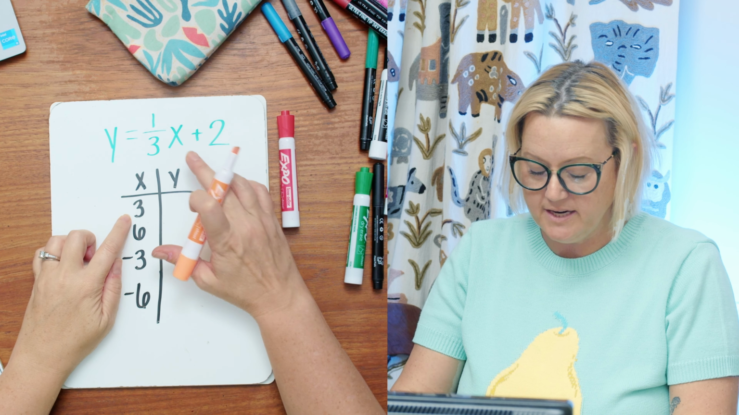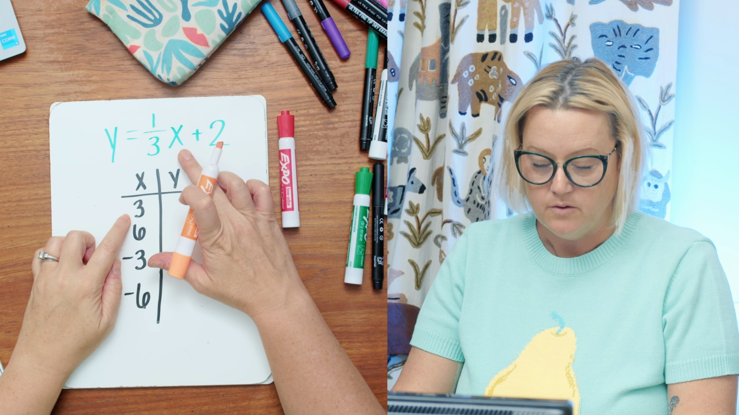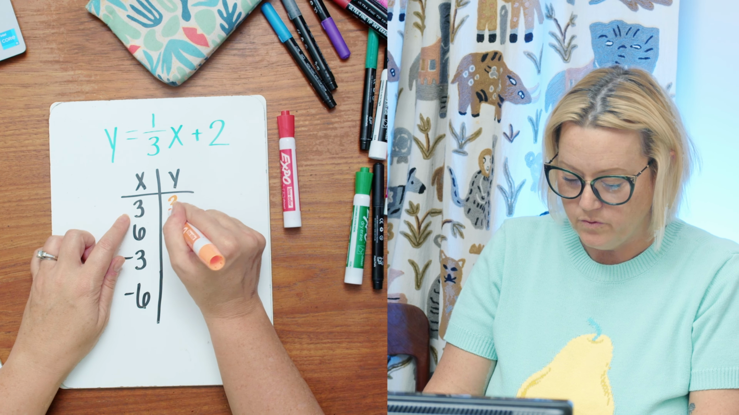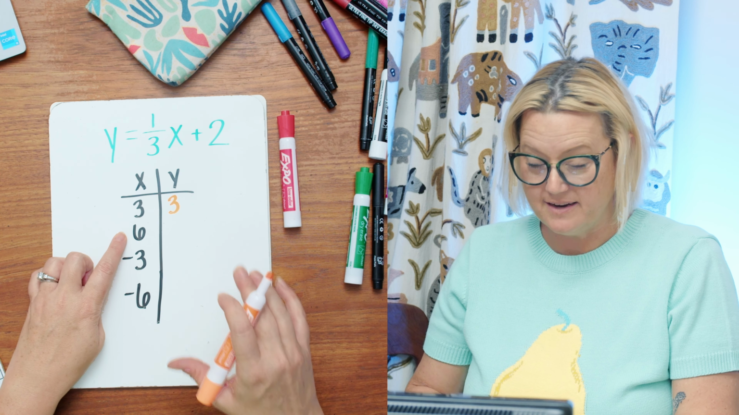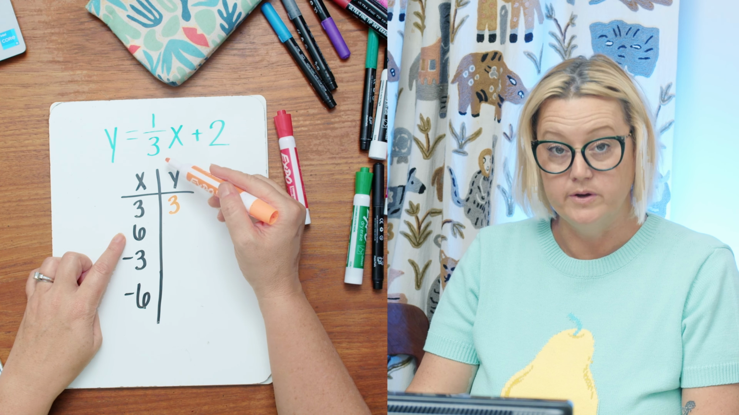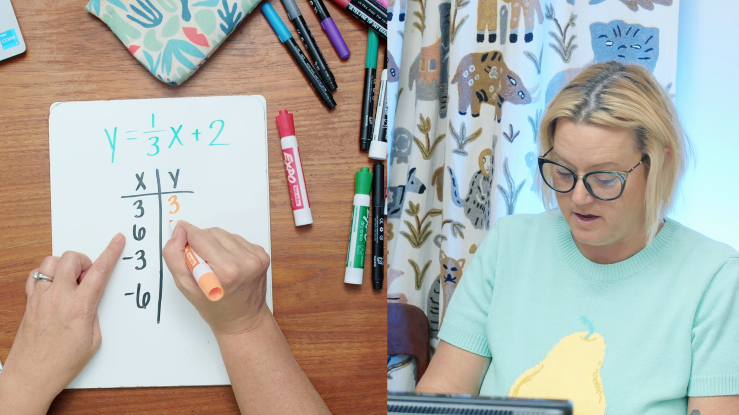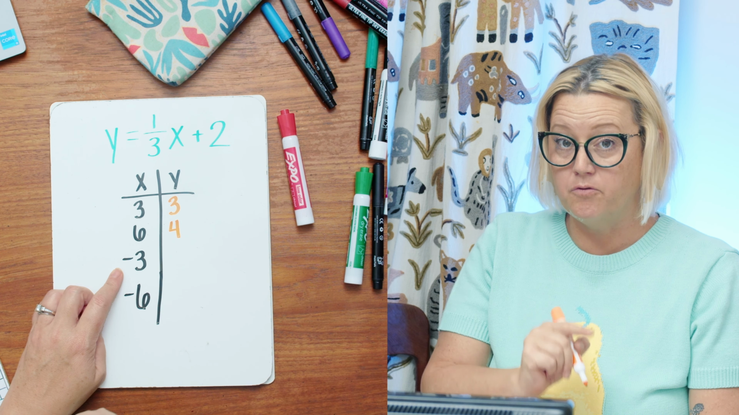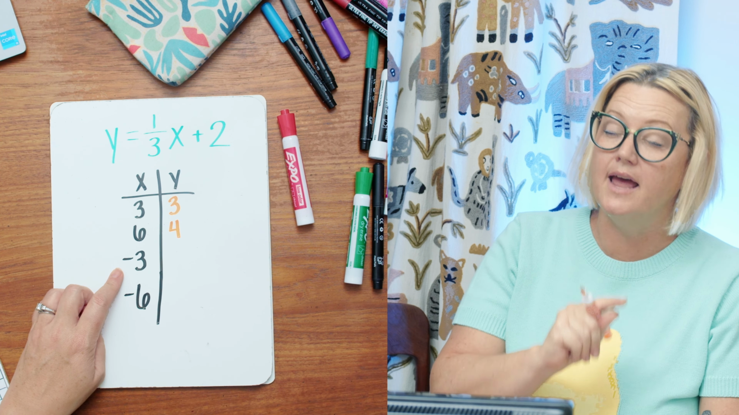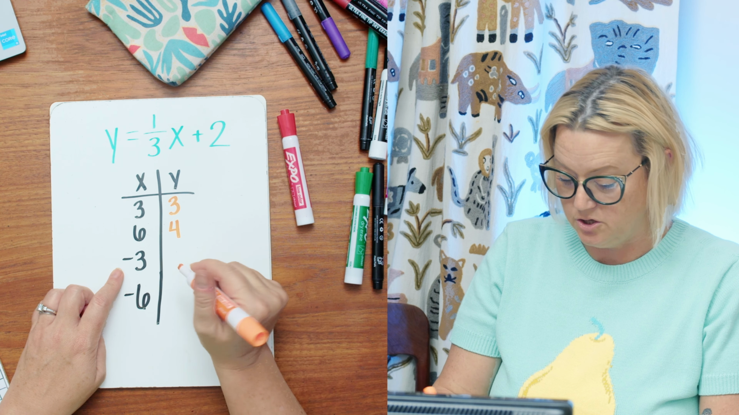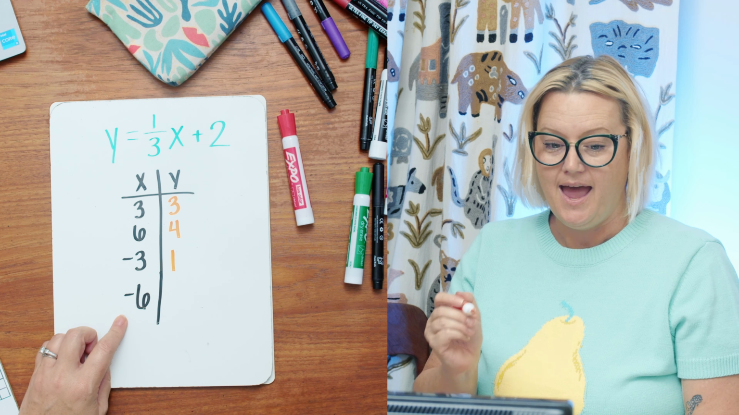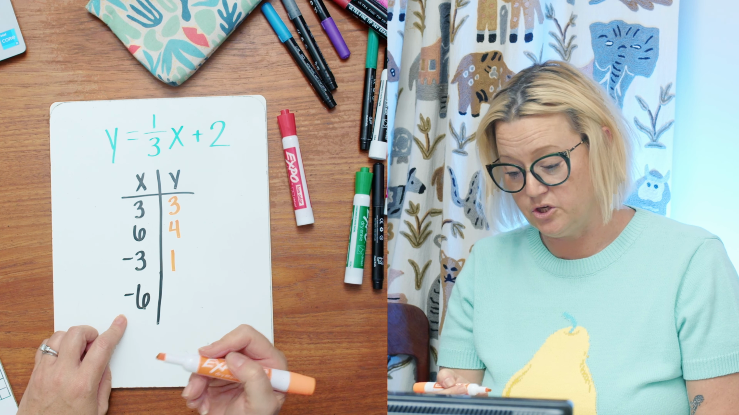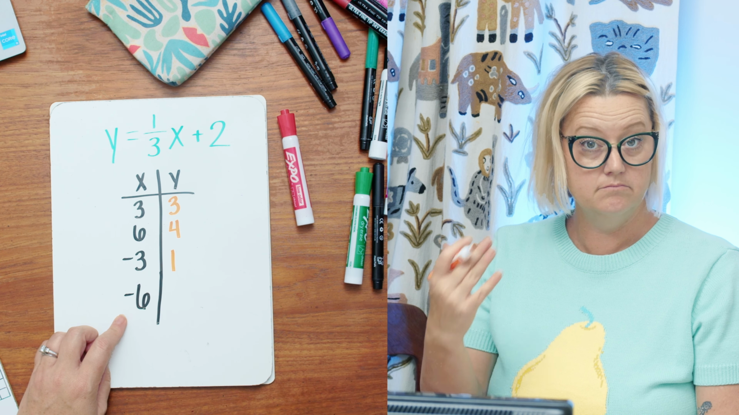So I've got 3 times 1/3, which is 1, plus 2, which is 3. I have 6 times 1/3, which is 2, plus 2 is 4. I have -3 times 1/3, which is -1, plus 2 is 1. And then I have -6 times 1/3, which is -2, plus 2, which is 0.